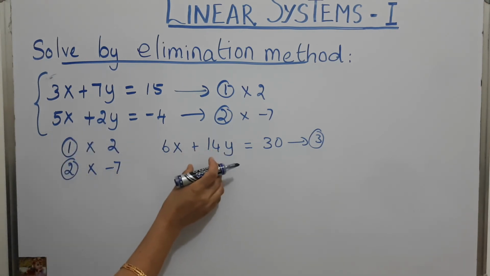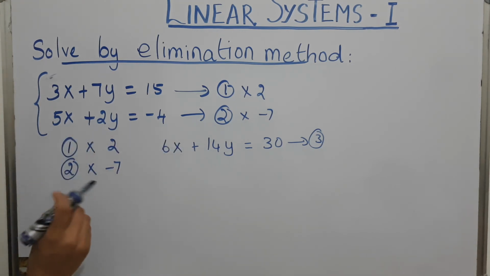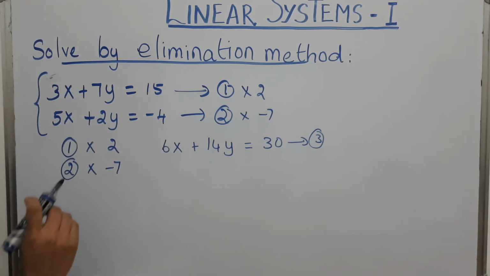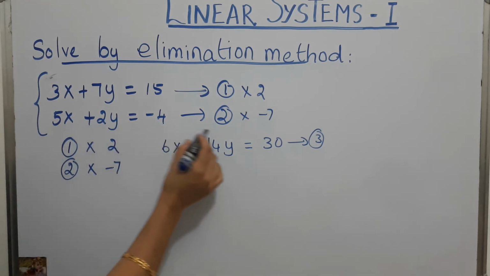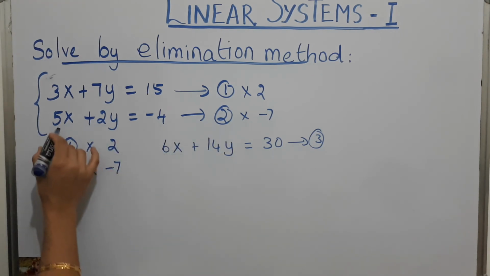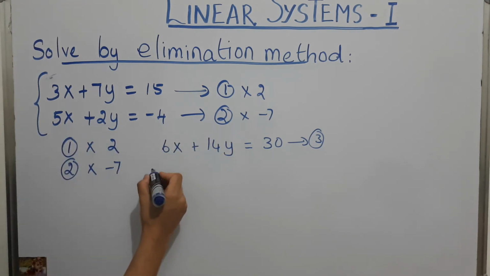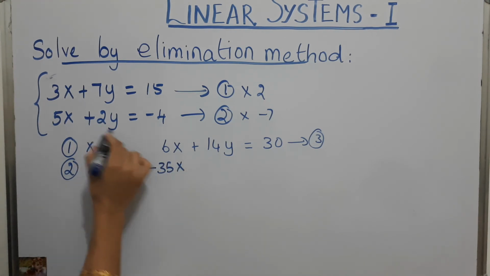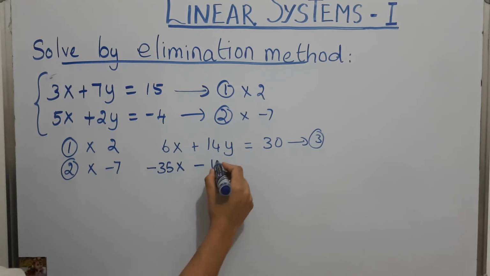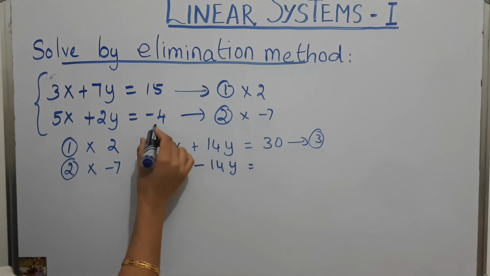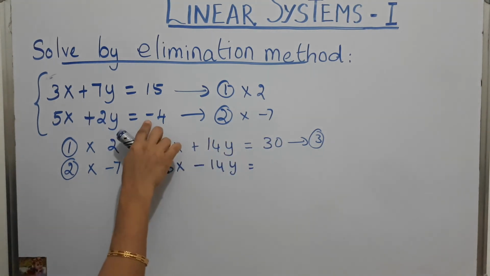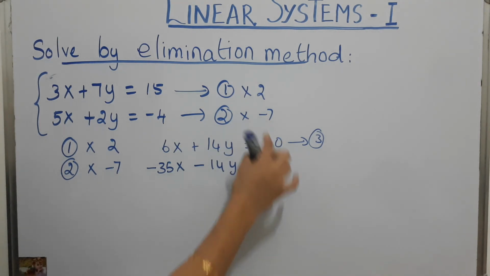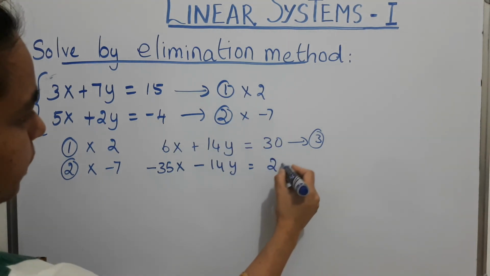So for our convenience, you have to choose a number so that you can eliminate one of the variables. Okay, so the second equation must be multiplied by minus 7. So 5 times minus 7 is negative 35x, and then 2 times 7 is minus 14y, that is equal to 4 times 7 is 28. Both of them are having the negative sign, so that will be positive 28.